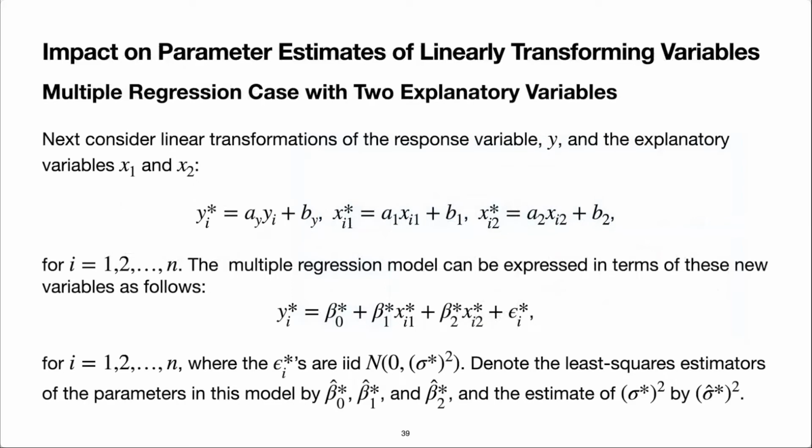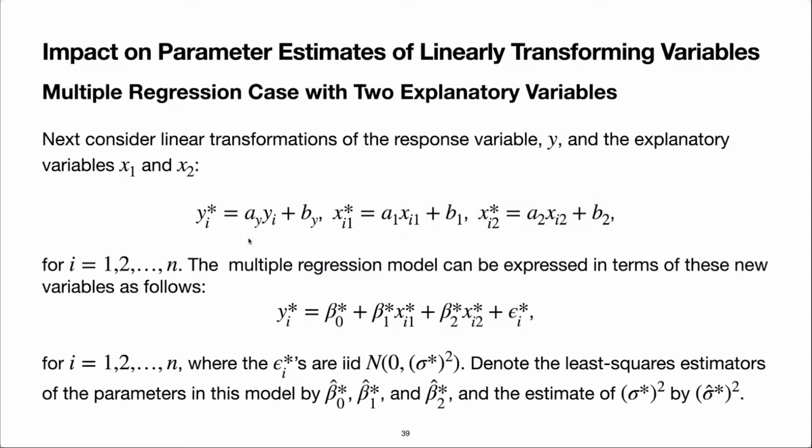So next, let's consider linear transformations of the response variable y and the explanatory variables in the model, x1 and x2. We're going to transform the response variable and then both of the explanatory variables linearly. And so here we see that we're going to denote the transformed variable y by yi star.